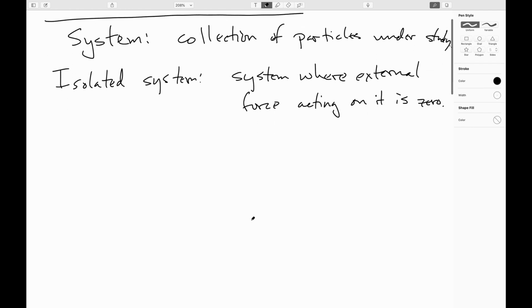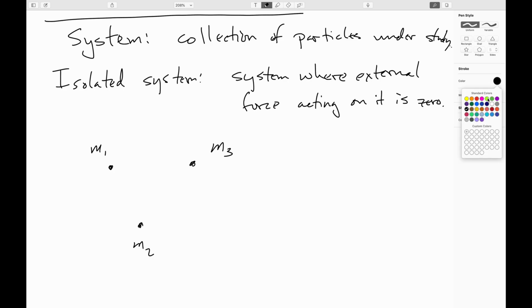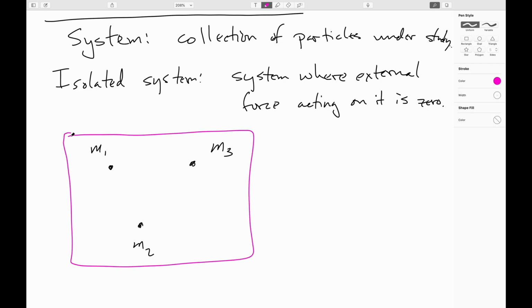So as a bit of a working example here, let's just think about a system of three particles. I'll say M1, M2, and M3. And so I can just decide I'm interested in those three particles and want to think about them as a collective. So there we go. I just draw a box around it, and I've now defined those three particles to be my system.